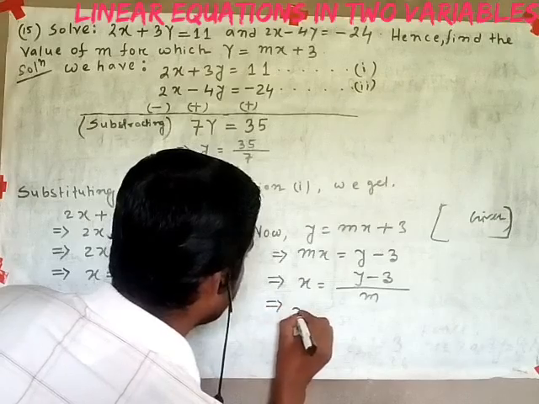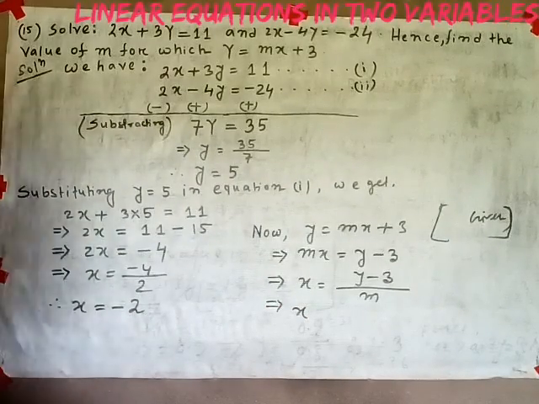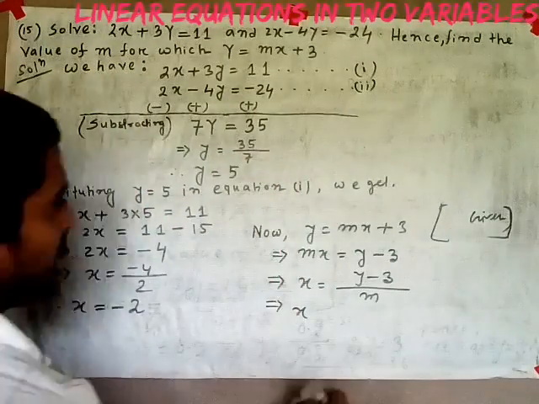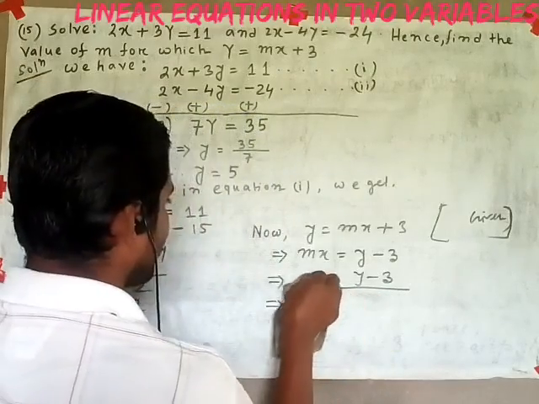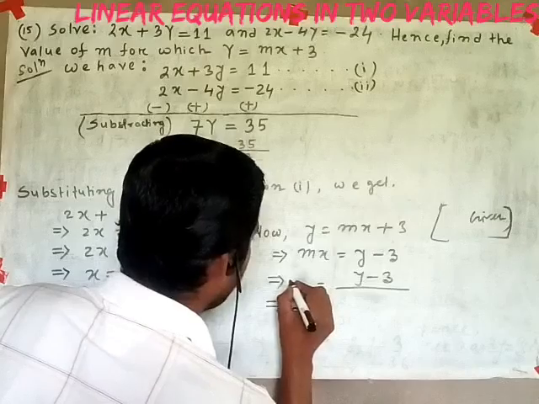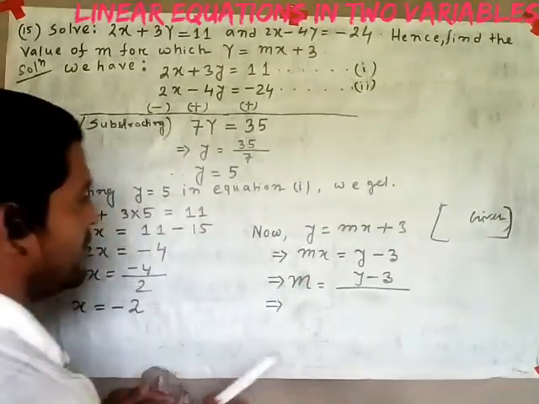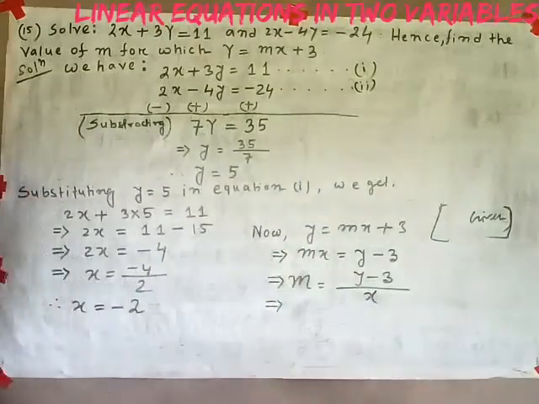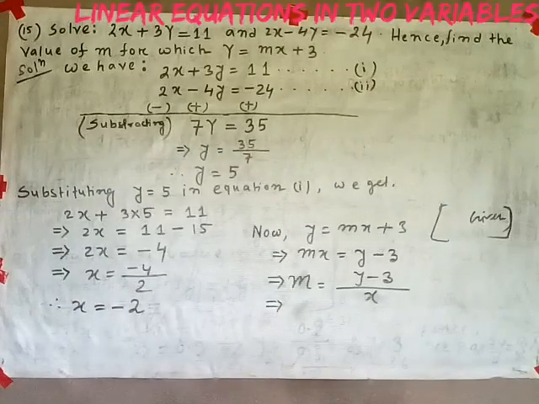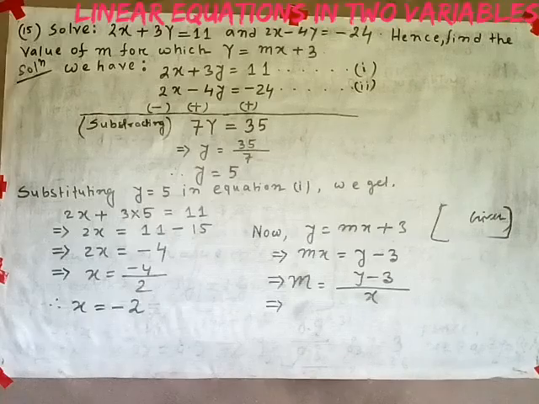We have done a small mistake here. What is the question? We have to find the m value. So m should be here, then x will come down. So m equal to y minus 3 divided by x.